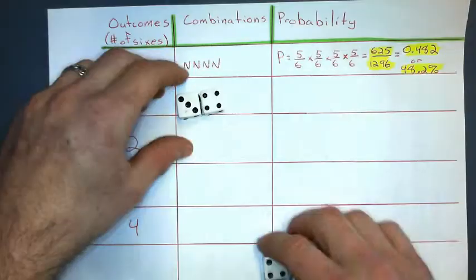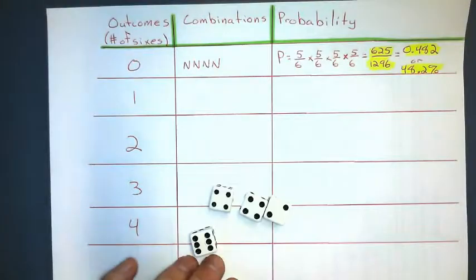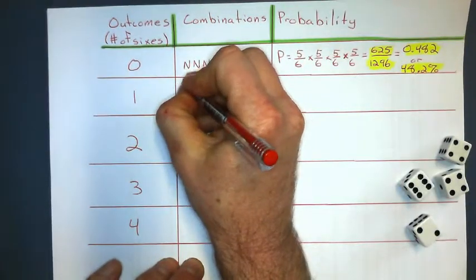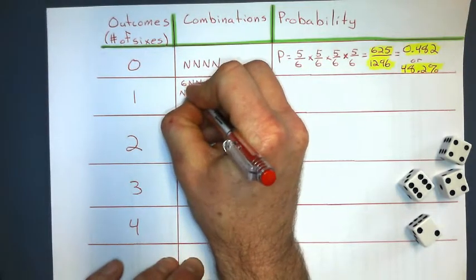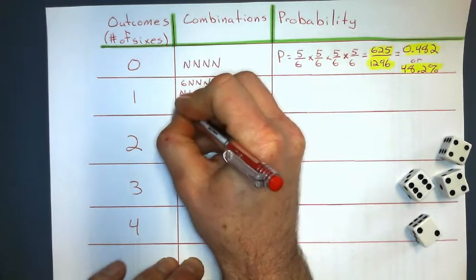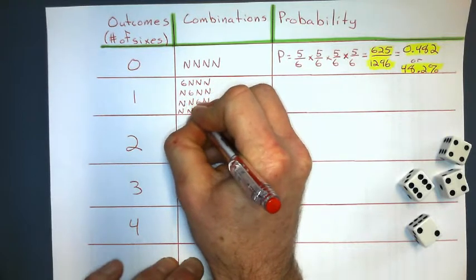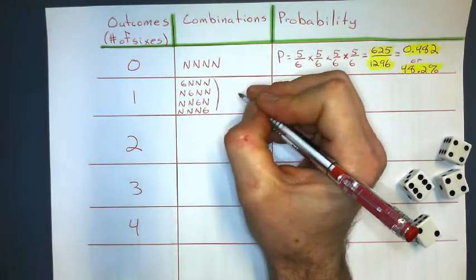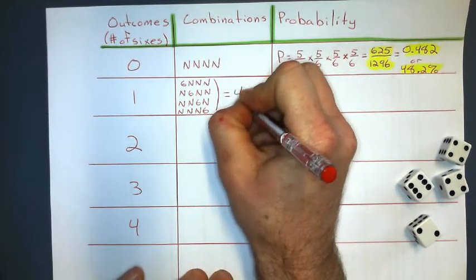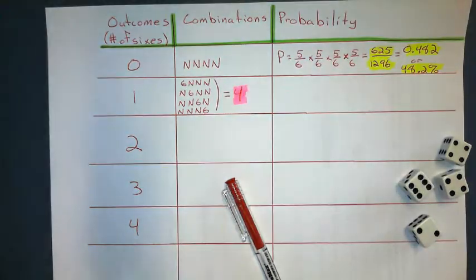So a combination of 1 six, that means I've got the 4 dice, and I've got 1 six. Well, there's several combinations of getting just 1 six, since I have 4 different dice. I could have something like that. I can have something where the second one is a 6, third one is a 6, or the fourth one is a 6. And what I do is I look at the number of combinations, and that's 4. There's 4 different combinations of getting 1 six.